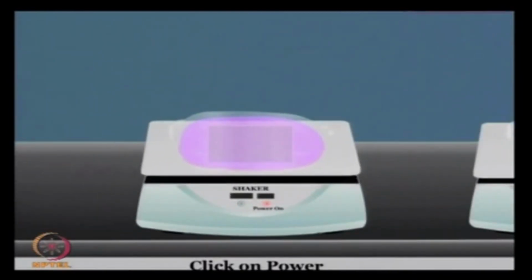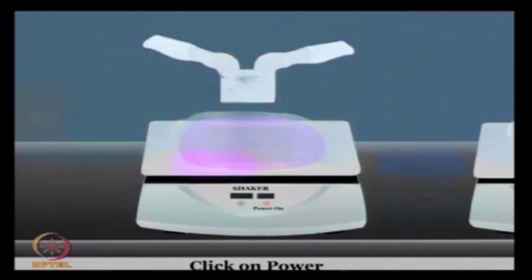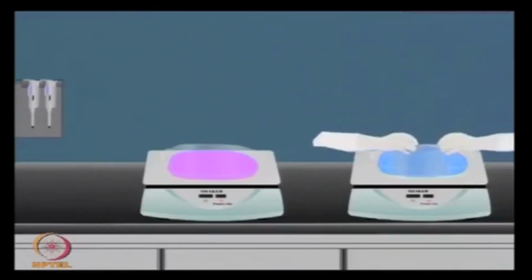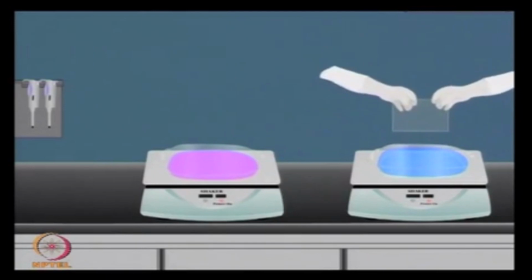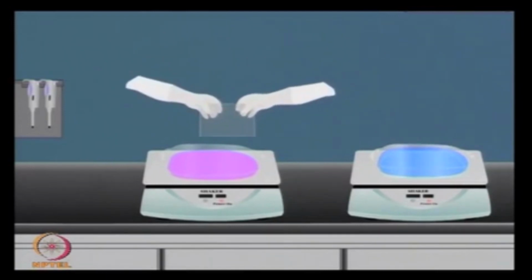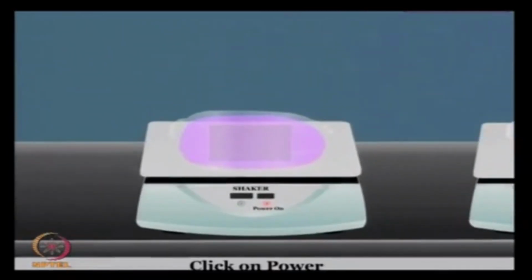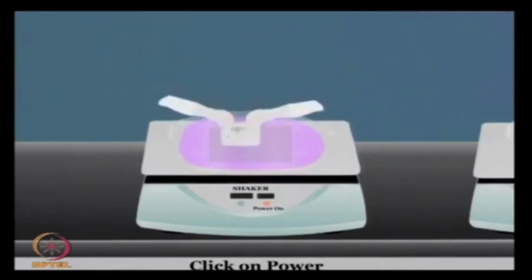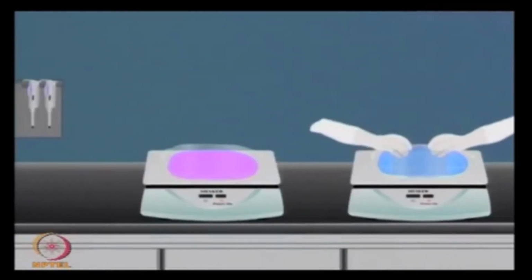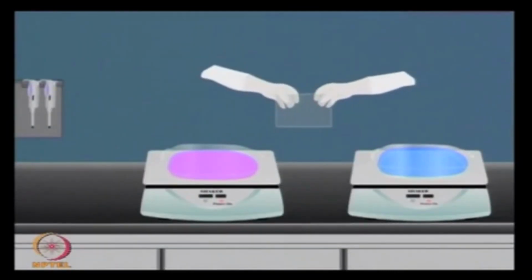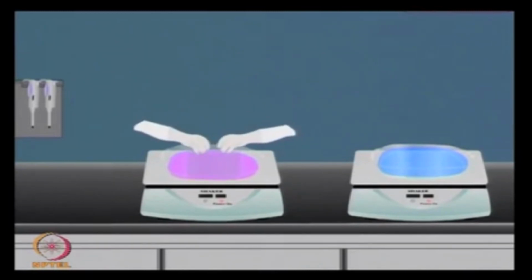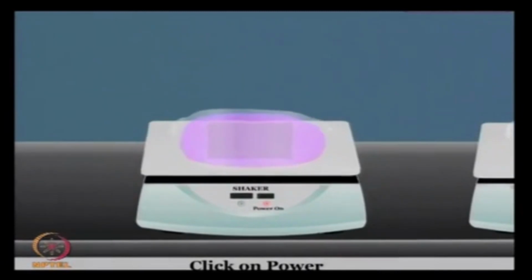You need to ensure that proper shaking conditions are maintained, and you need to allow 10 to 14 hours, usually an overnight step, for the staining as well as de-staining steps. After de-staining is done, then you can see the protein spots on the gel with a very clear background.